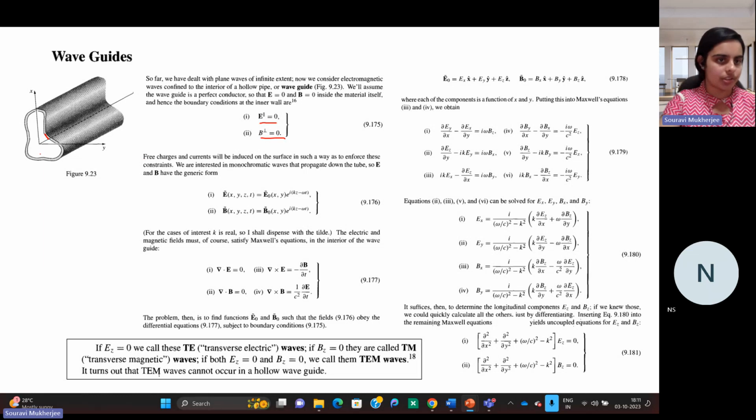So there can be free charges, there can be currents. They'll try to induce and get distributed in such a way that these constraints, or these boundary conditions, are being satisfied.